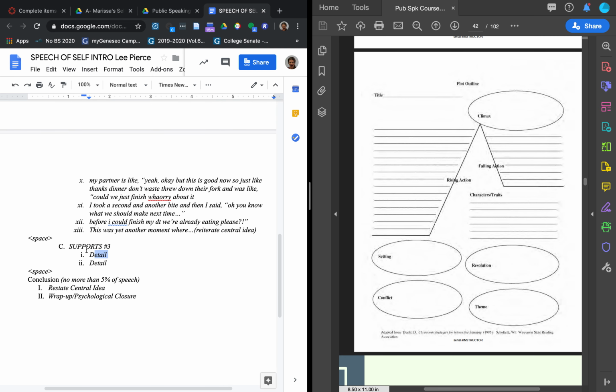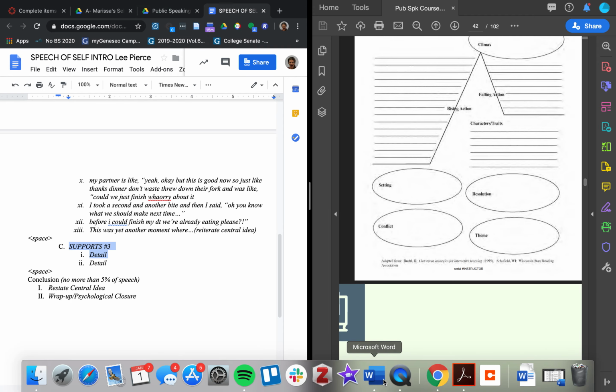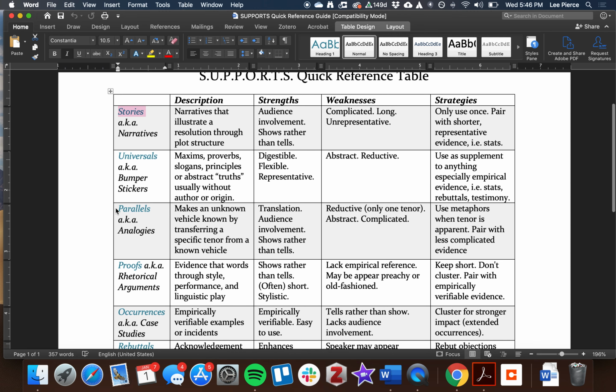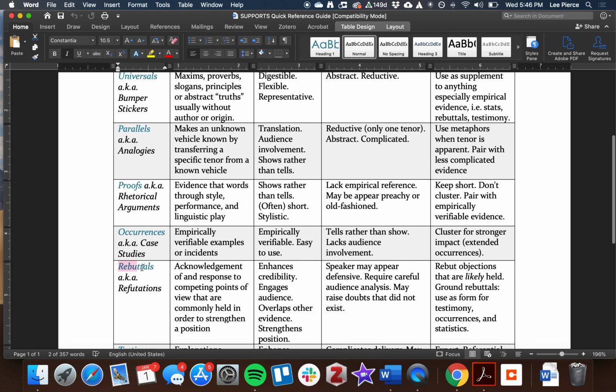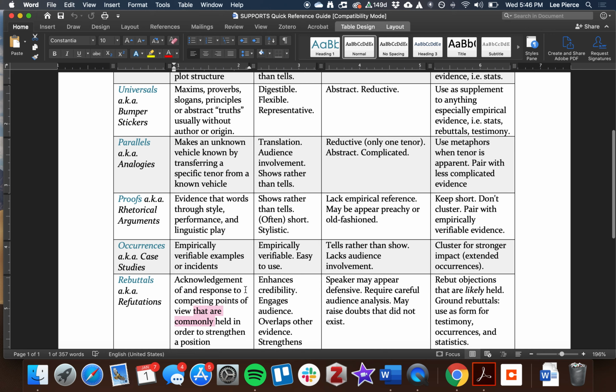All right. Then you have the option of a third support. So at this point, we're going to come back to that document, the quick reference guide for supports. And we've already done a story, so we know a lot about those. And we've already done a parallel. So you have a couple other supports that you can do. One support is a universal, like a bumper sticker. So these are like slogans, proverbs, any kind of cultural saying. And you can either use the saying or you can use the saying in conjunction with a rebuttal. And a rebuttal is just responding to a competing point of view. So you can combine them, or you can do them separately.